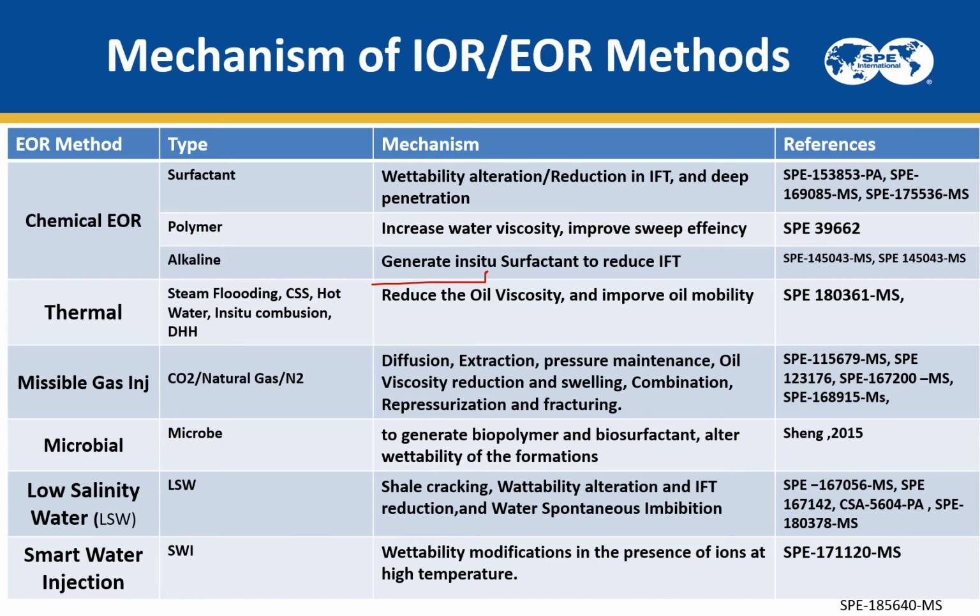For thermal EOR methods such as steam flooding, CSS, hot water, in situ combustion, and downhole heaters, the main mechanism is to reduce the viscosity, and accordingly the mobility of the oil will be improved. For miscible gas injection such as CO2, natural gas, nitrogen, and so on, the functions and mechanisms are diffusion, extraction, pressure maintenance, oil viscosity reduction, swelling, or a combination of them. For microbial, it is to generate biopolymer and biosurfactant, and accordingly the wettability will be altered in the formation.